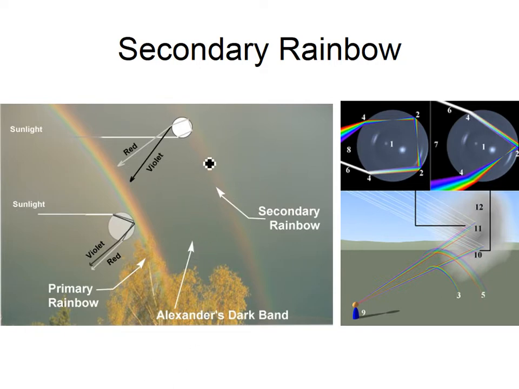You see the secondary rainbow is fainter because more of the light is used up in this double reflection. You also have this Alexander's dark band, which is kind of interesting, and they'll talk about that in another video. Like I said, I've linked to this if you want to watch it in my playlist too.